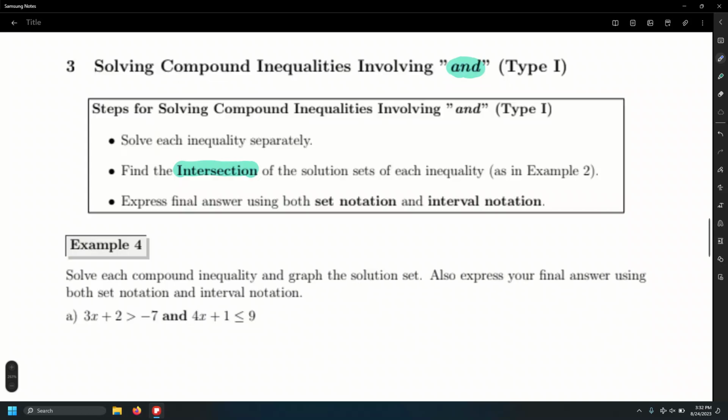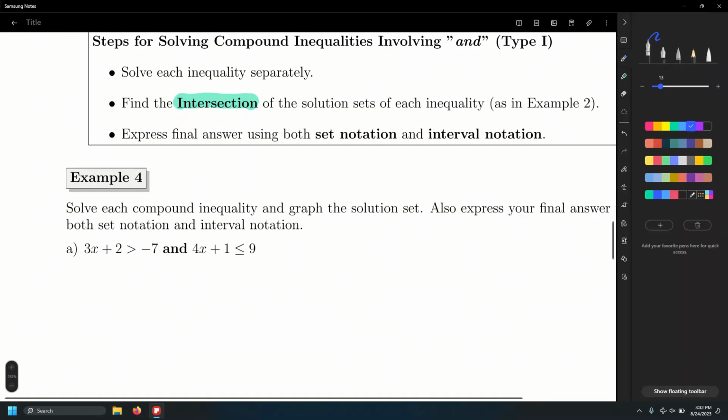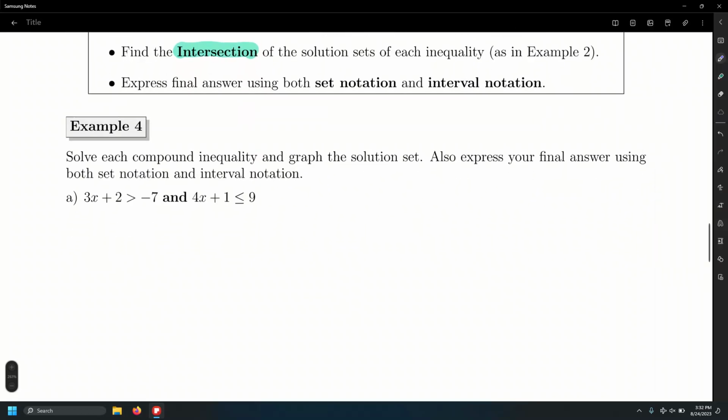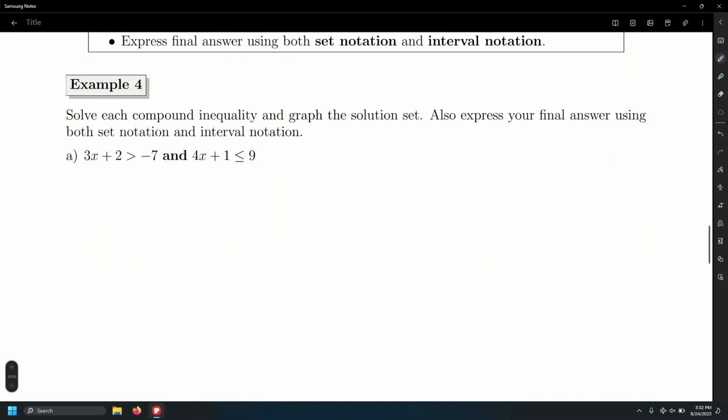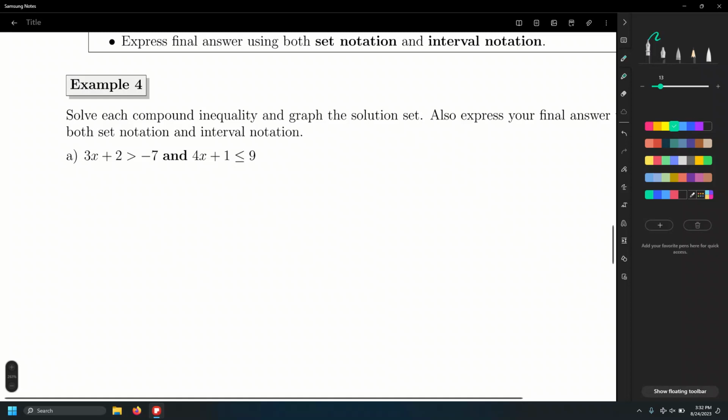All right, let's see. So let's do one example. Let's solve the inequalities. 3x plus 2 greater than negative 7. All right, so let's actually subtract the 2 on both sides. And that's going to leave us with, well, that cancels the 2's here. And that's 3x greater than negative 7 minus 2. Careful in this case, that's negative 9.